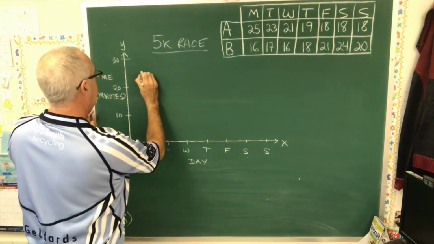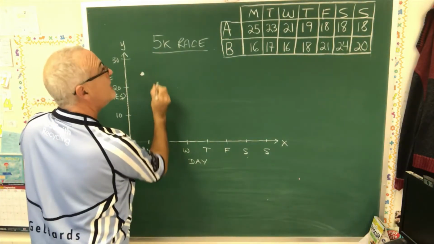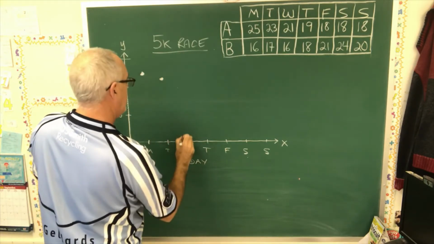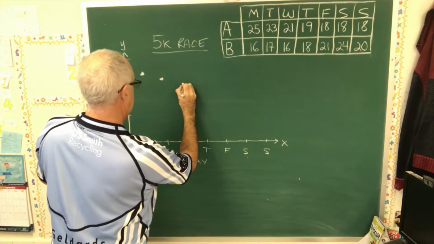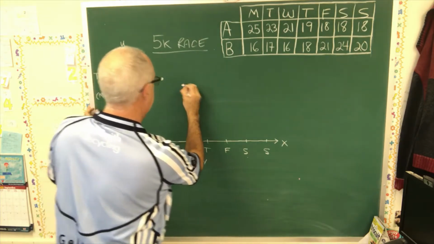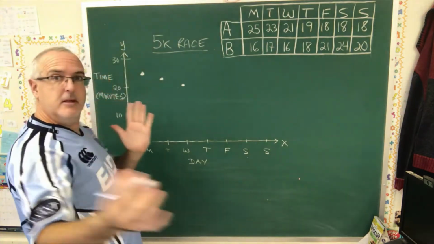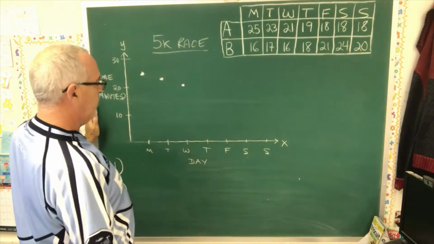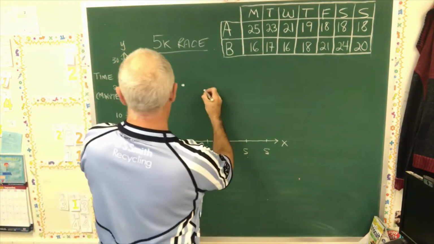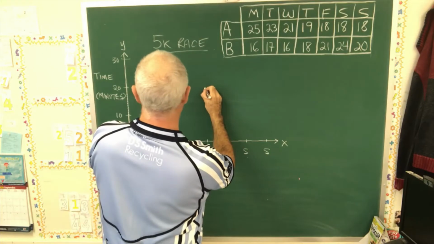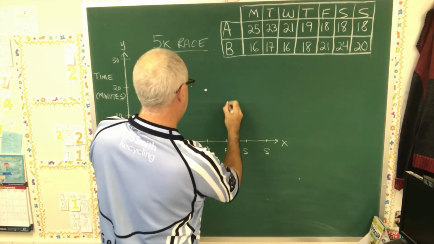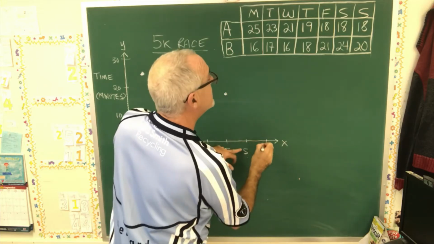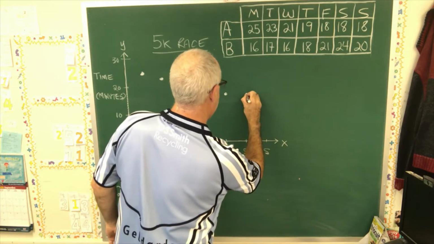Monday, A got 25 minutes. Tuesday was 23 minutes. Wednesday was 21 minutes. I know this will look a little crooked, but that's because it's hard to get the phone to be perfectly flat with respect to the chalkboard. Thursday is 19 minutes, so we've dipped below 20 here. Friday is 18. Lower. Saturday and Sunday are also 18.